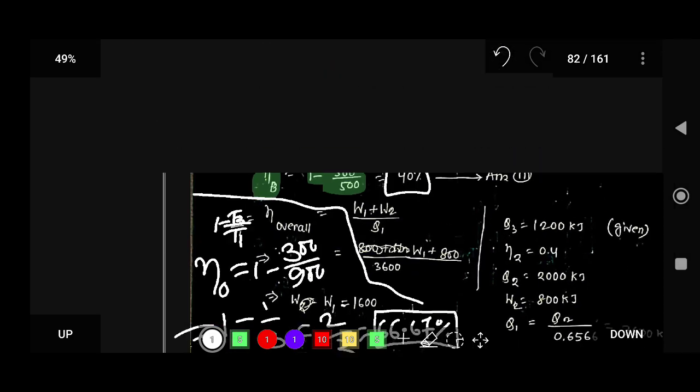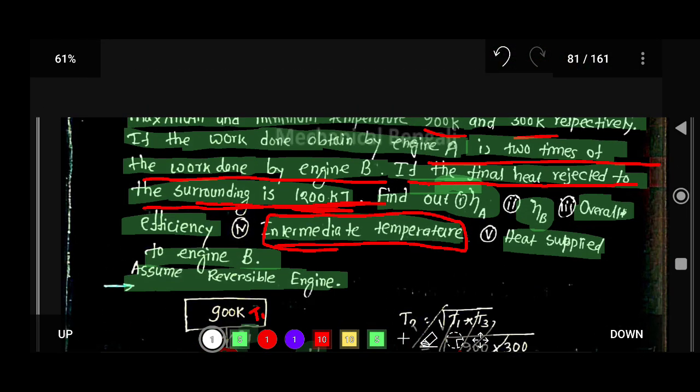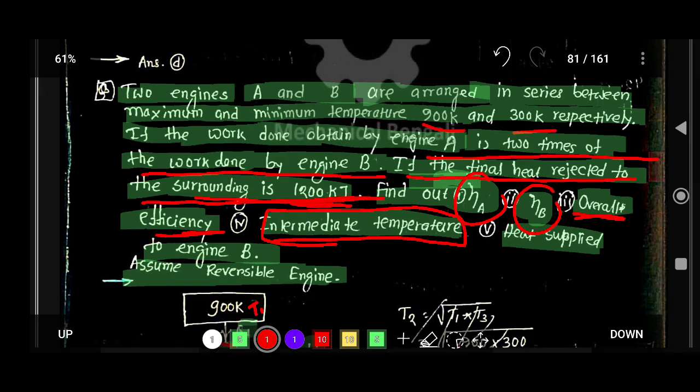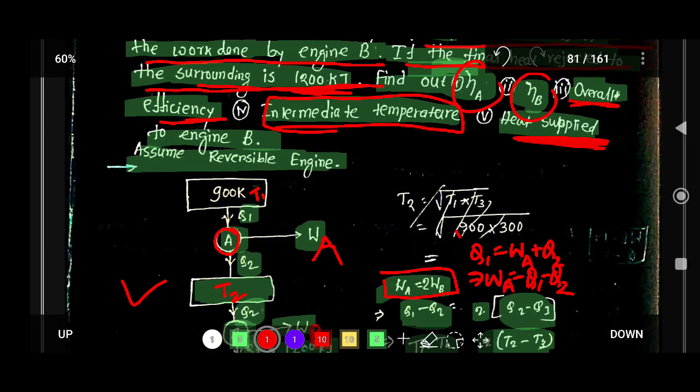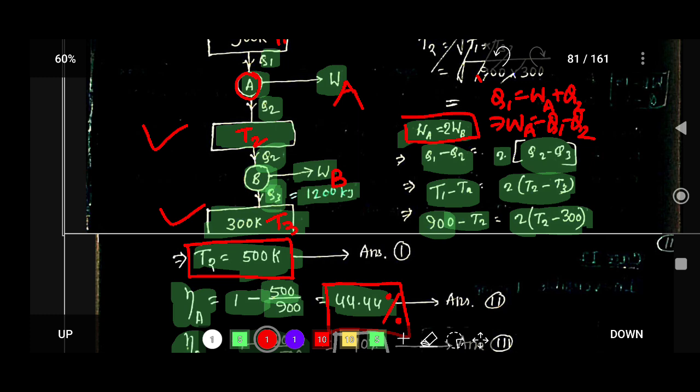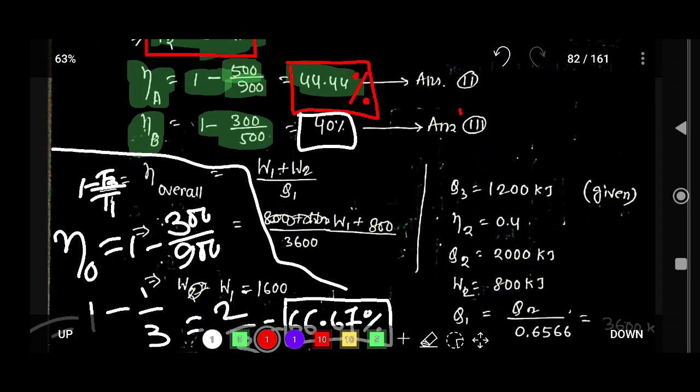So the overall efficiency is also found out. Now, what is the heat supplied to engine B? Heat supplied to engine B. So you have to find out the amount of Q2. Q3 is given, that is equal to 200, that is also given.